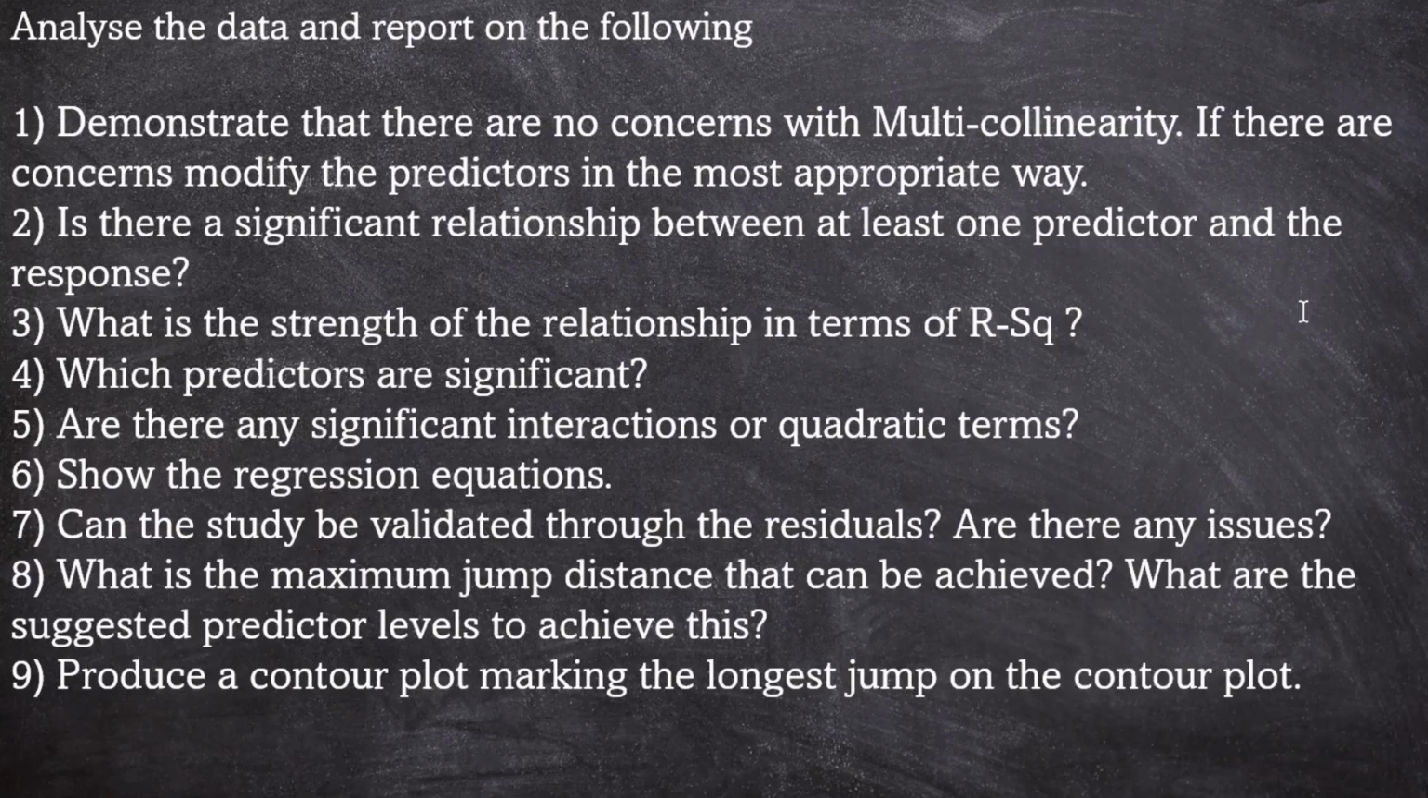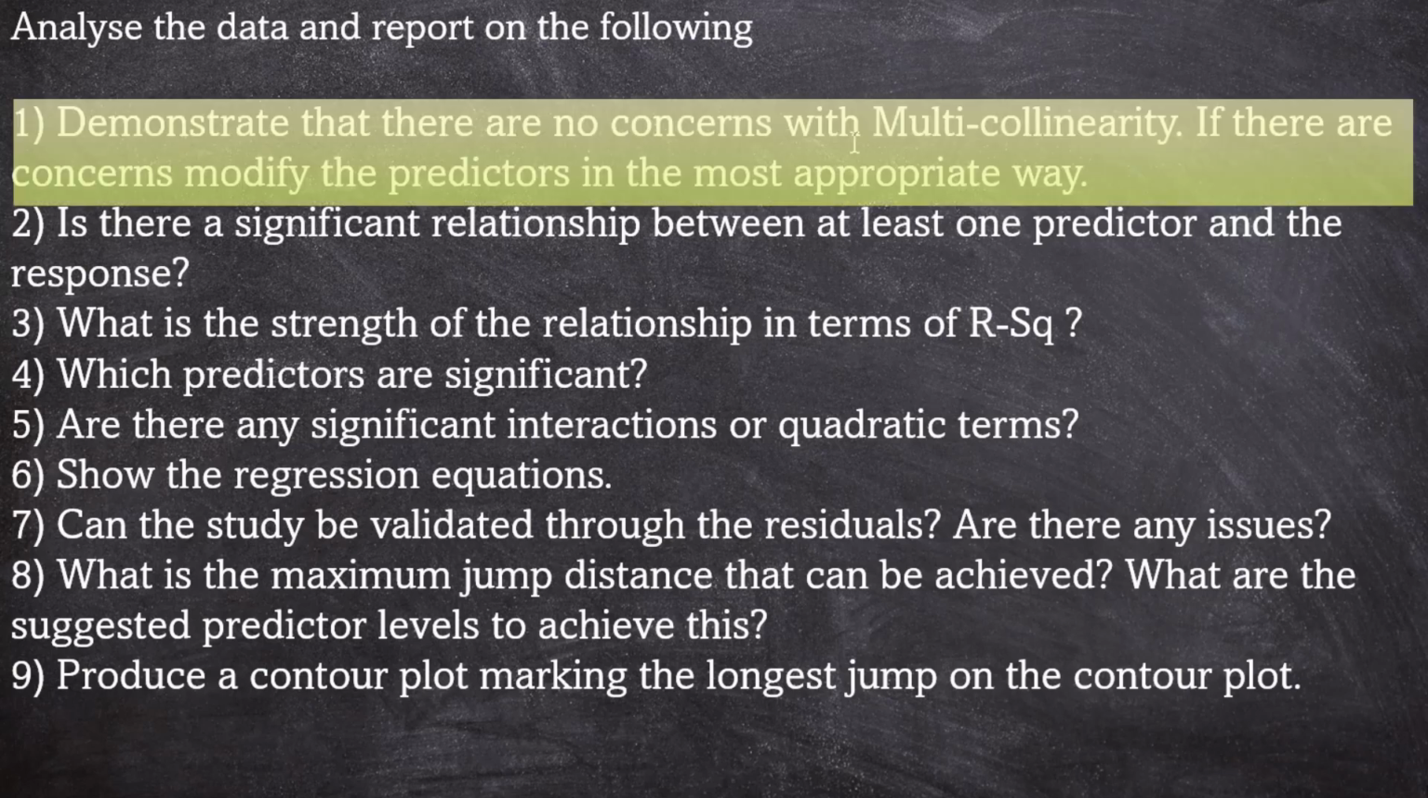So we're reporting back to the Olympic team. They want us to do 9 things. First one of those is demonstrate that there are no concerns with multicollinearity in the model. If there are concerns, modify the predictors in the most appropriate way.